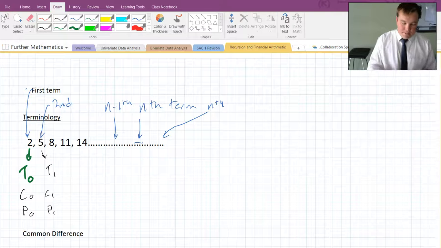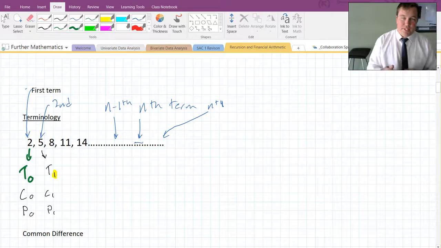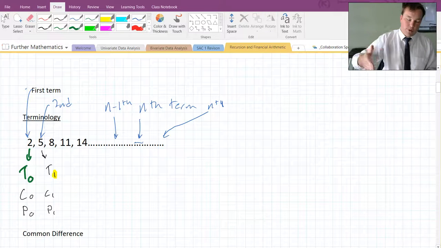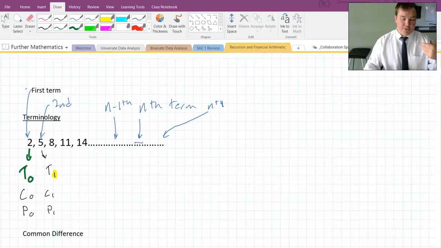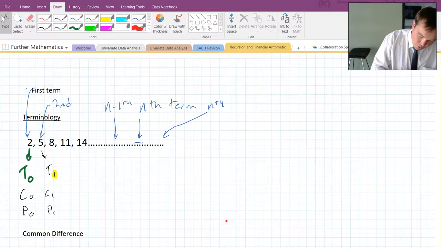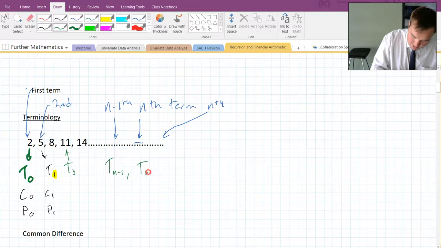Think of these numbers down here as the number of jumps in the domino sets, the number of times we've jumped. 1 means we've jumped once. We've started from 0 jumps at the 2, we've jumped once. And so on, all the way out to T3, etc., to T(n take 1), Tn, Tn plus 1.